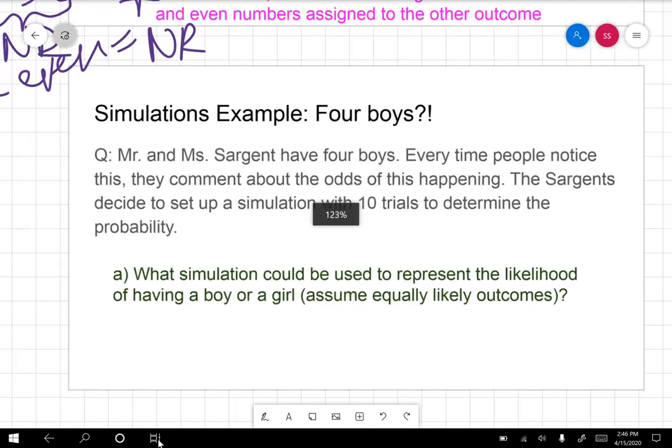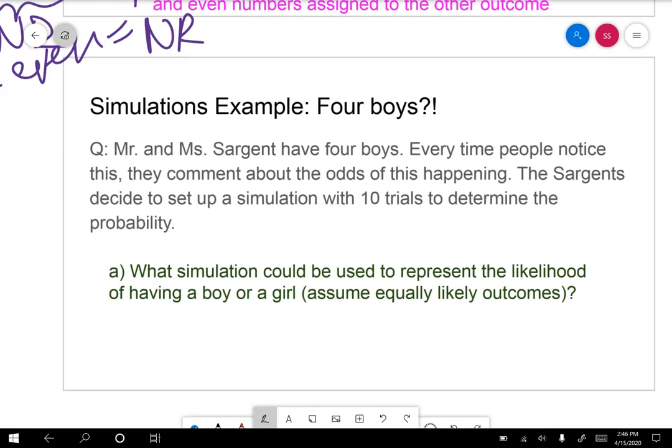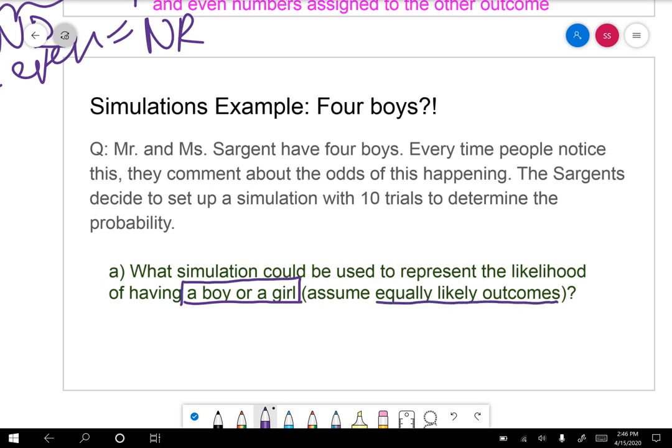So let's go through this in a little more detail. I broke this one up into different questions for you. Hopefully that will help. All right, first question: what simulation could be used to represent the likelihood of having a boy or a girl? So let's just assume that they are equally likely to happen. We're not going to worry about genetics right now. We're just going to assume that they're equally likely to happen, right? So we want something with 2 outcomes.